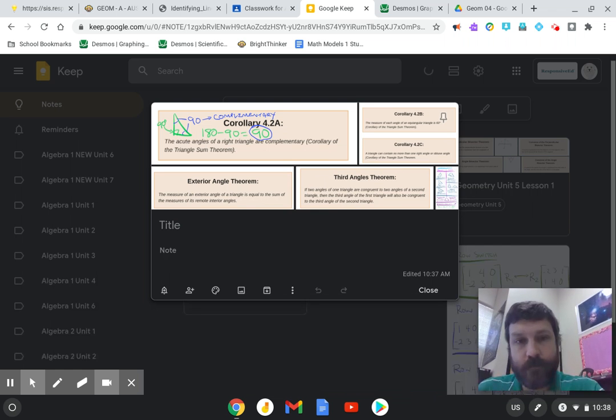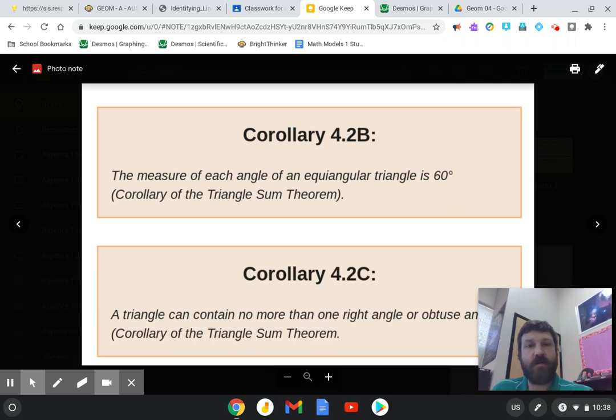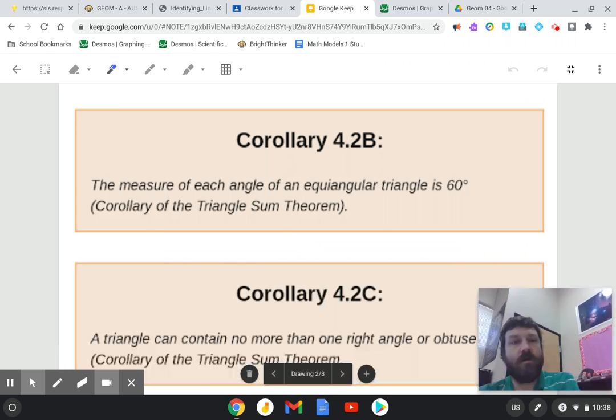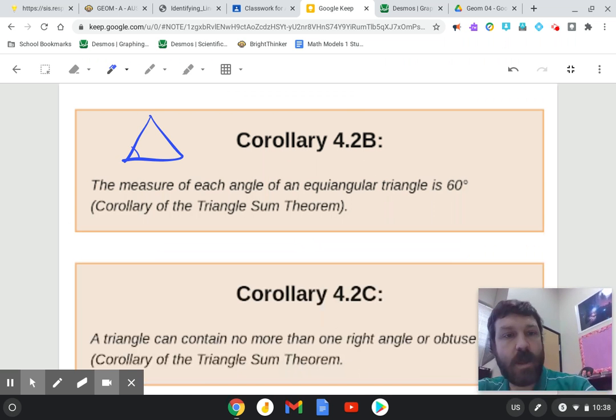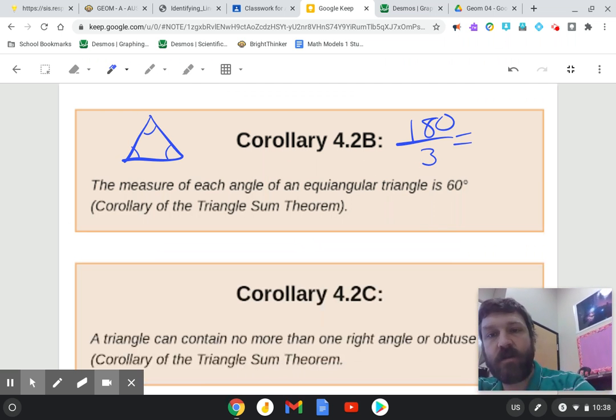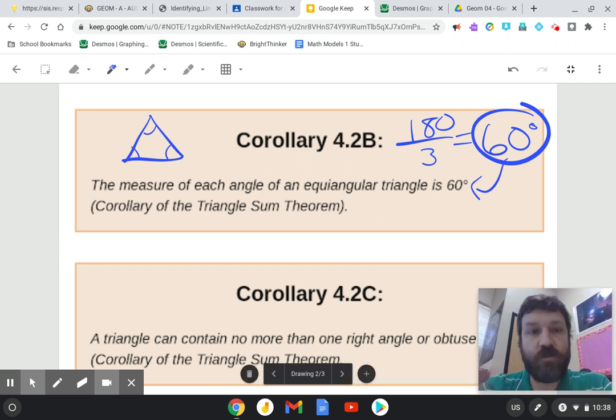All right, let's jump over here to this next one. It says here the measure of each angle in an equiangular triangle is 60 degrees. Again, pretty straightforward. You have three angles. They're all the same. So then the only way to find out the measure of those is to divide 180 into three parts, and that equals 60 degrees. And that is why the angles of an equiangular triangle are automatically 60 degrees, because they are each equally dividing up that triangle.